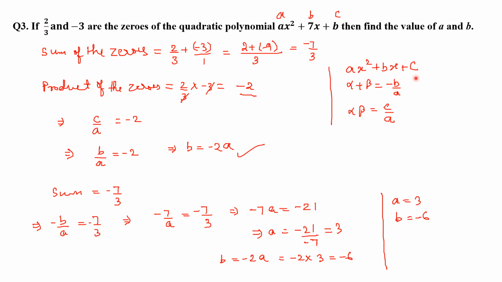Next, sum is minus b by a and b is 7. So minus 7 by a is equal to minus 7 by 3. And cross multiply, so a into minus 7 is minus 7a, minus 7 into 3 is minus 21, and the value of a is 3. And then put this value of a over here and you will get the value of b as minus 6. So these are the values of a and b. Now moving to the next question.